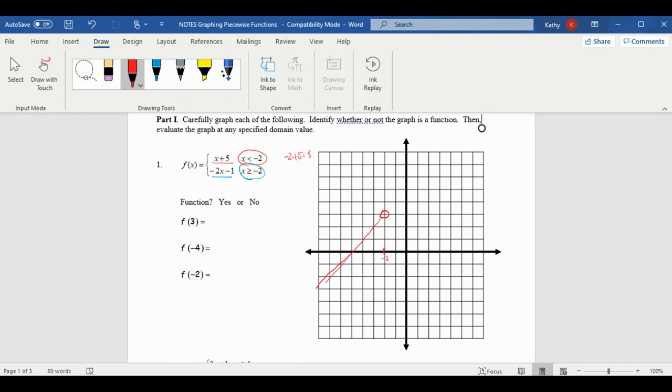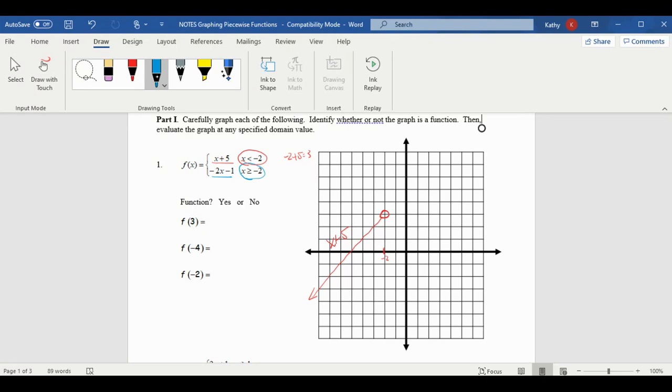So it looks something like that. That's better. So that's the piece of our function. This is x plus 5 from negative infinity up to negative 2.